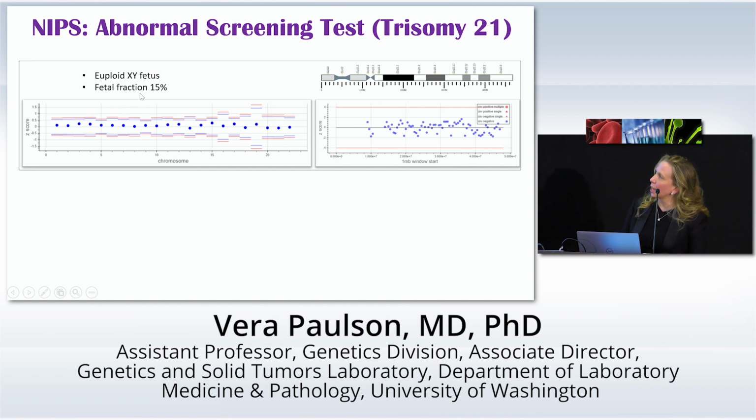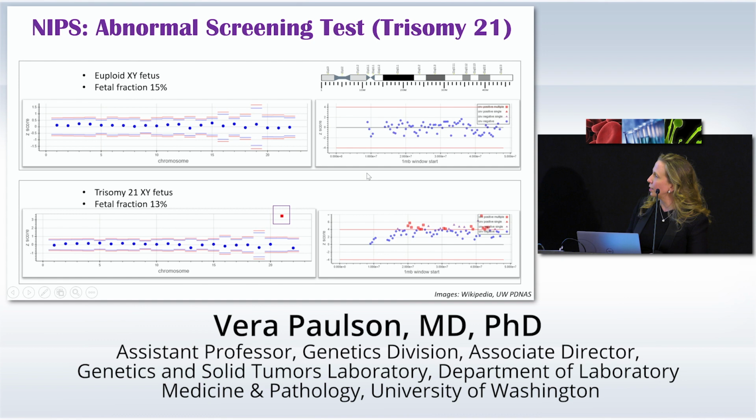Just a reminder, here's a normal screen on a euploid male fetus, 15% fetal fraction estimated by measuring amount of Y, and a normal chromosome 21. And if we compare that, you can see down here, similar fetal fraction, we've got gain of 21. And if we look at all of the chromosome 21, you can in fact see that all these little blue dots are above that 0 line. So this would be a place where we would say, we're concerned that there's trisomy 21, this is a screening test, you should have diagnostic testing to confirm.